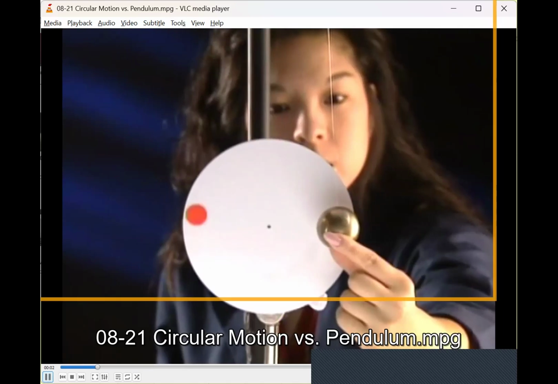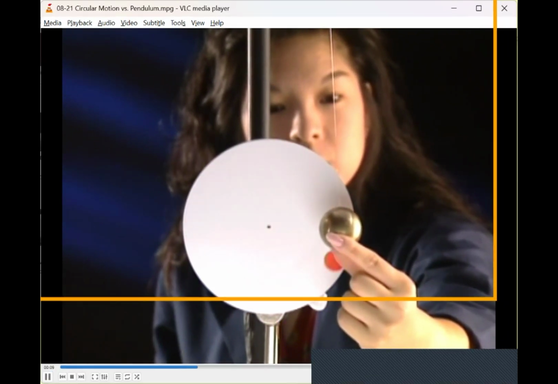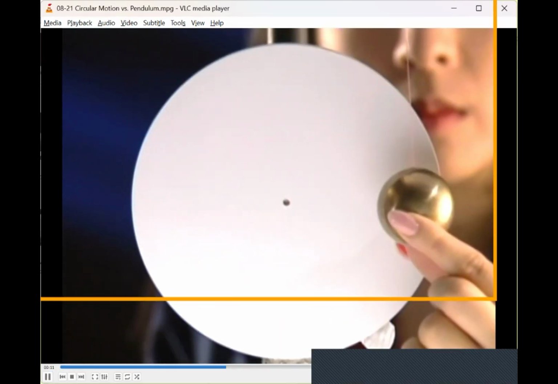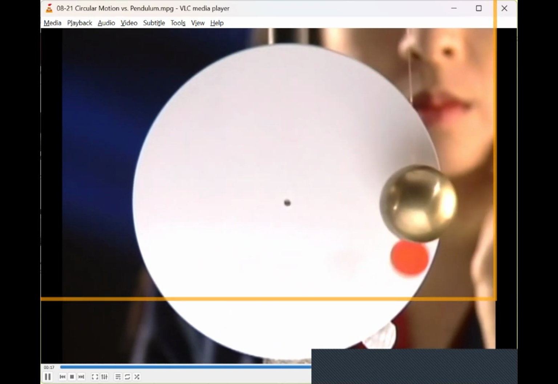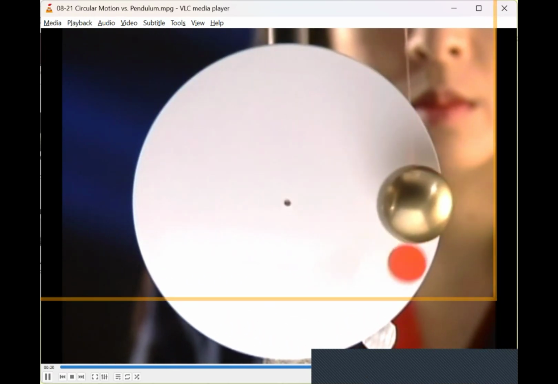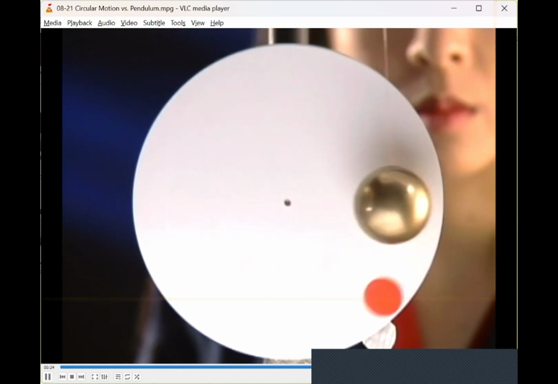This rotating disc and this pendulum will be used to show the similarity between uniform circular motion and simple harmonic motion. A spot on the edge of the disc allows us to see the constant rotational speed. If we start the pendulum swinging just as the spot passes, the pendulum stays in a vertical line with the spot.